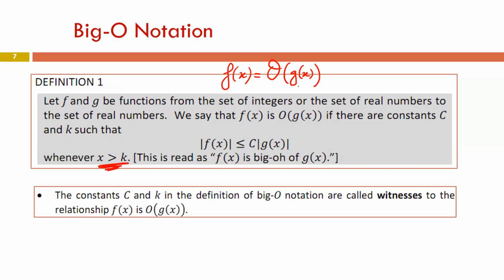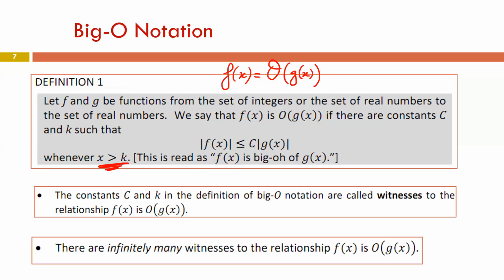The constants c and k here are called the witnesses of the relationship, and they are not unique. But they give us the behavior of the function asymptotically, for large values of x.